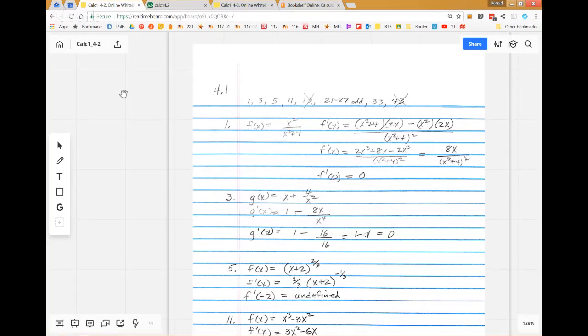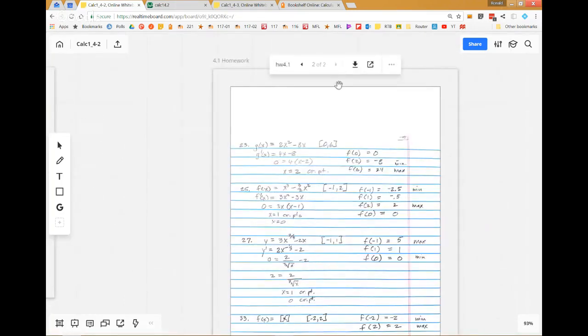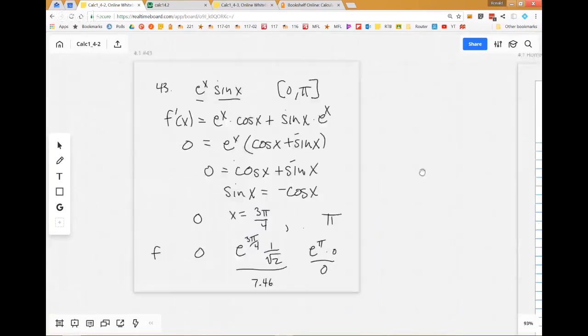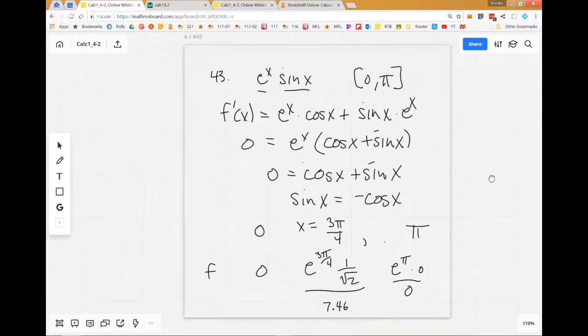So questions on lesson 4.1. Any you would like to go through or look at? 43, okay? Here's 43. So the function is e to the x multiplied by the sine of x, and the interval we're supposed to take a look at is from 0 to pi.